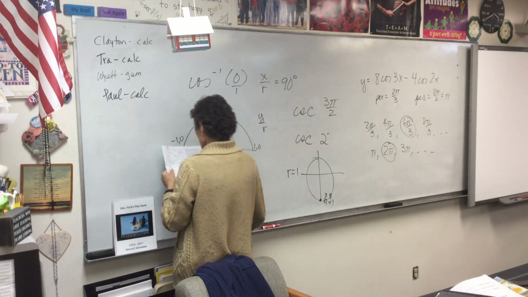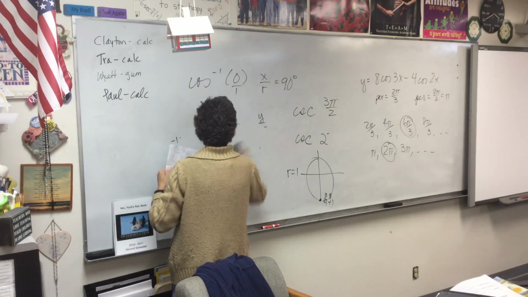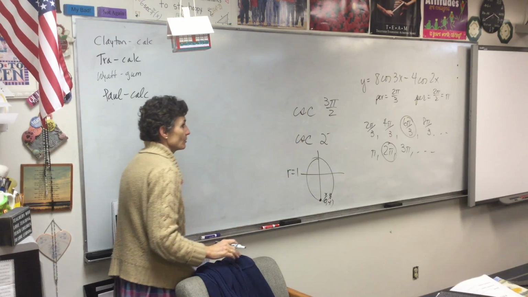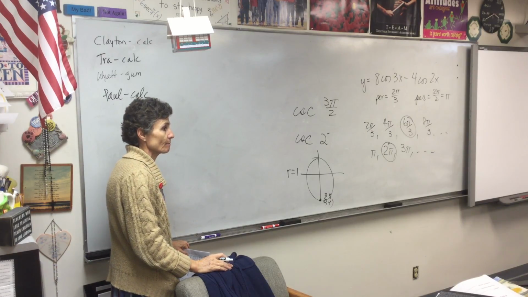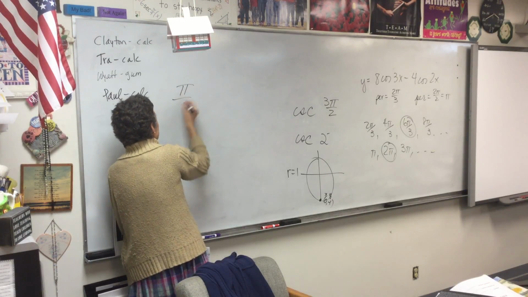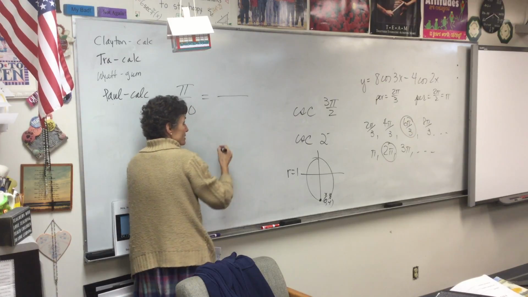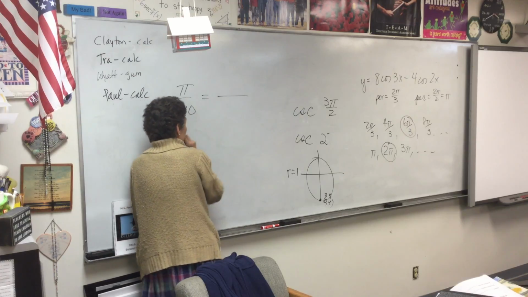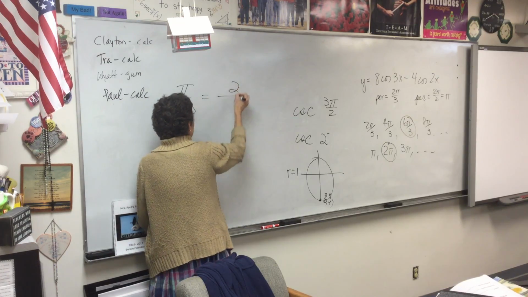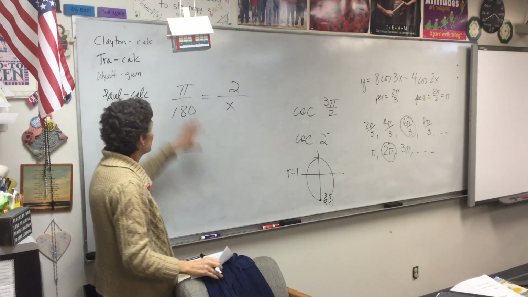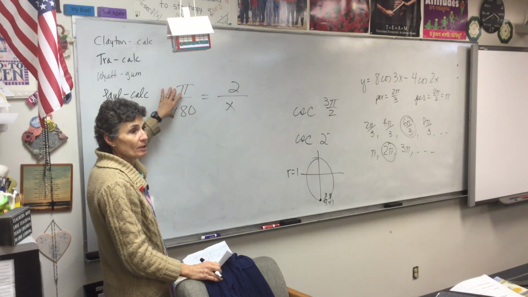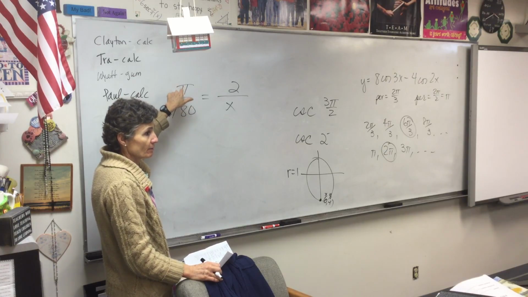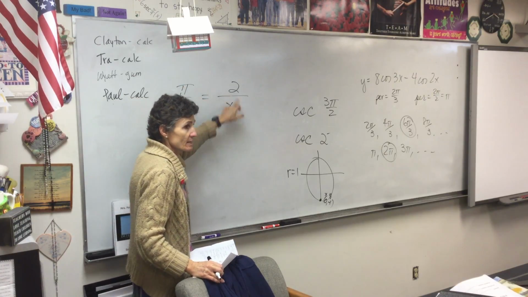Okay, change 2 radians into degrees. How do we change radians into degrees and vice versa? Pi over 180 equals x over 2 or 2 over x? You have 2 radians, so it's got to be 2 over x, because when you set this fraction up, what's on top? Pi radians. Radians are up here, so this has to be radians.